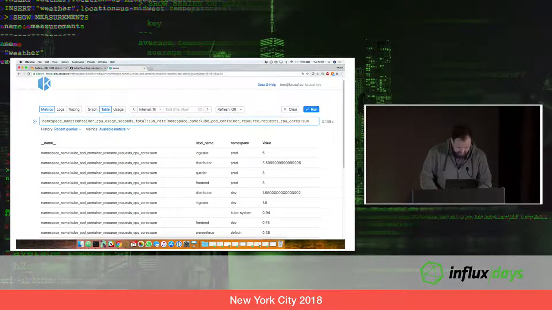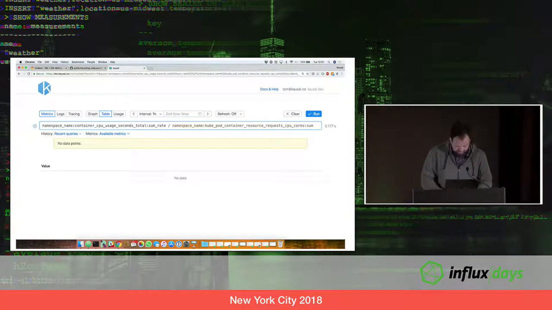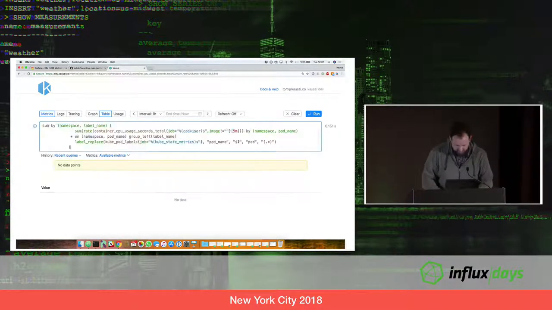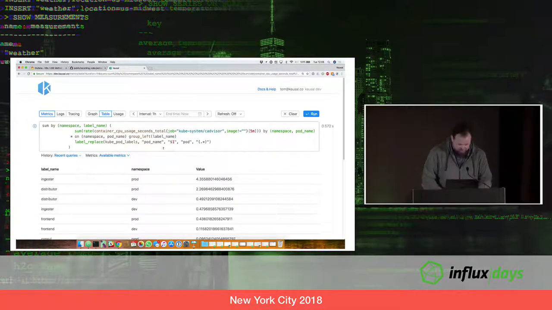And we can divide one by the other. And we get no data points. Yes, this is what happened last time. Okay, just give me a second. If it worked, then it wouldn't be a real demo. This is how you know I'm actually typing this in and it's not a screen recording. So this is probably wrong. This should be kube-system cAdvisor. That's what I was thinking. And this one is wrong, this should be kube-system. Actually, it doesn't matter, it's the only job that exports that. Now if we do that, yes, okay, that works. Good.